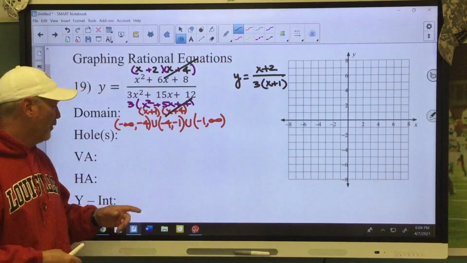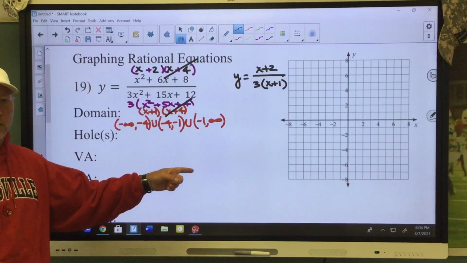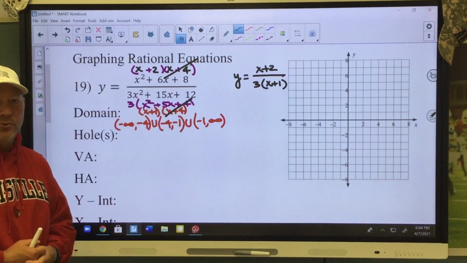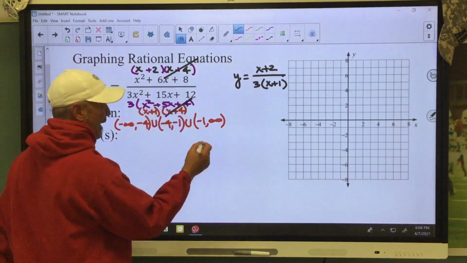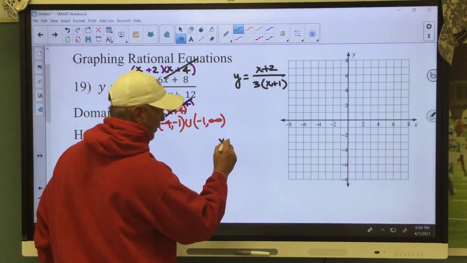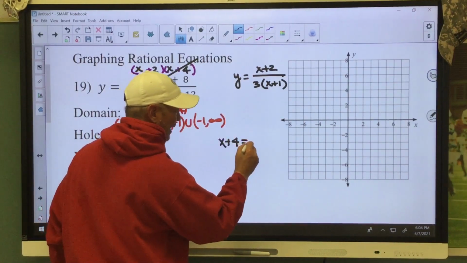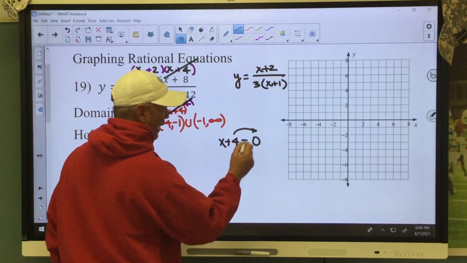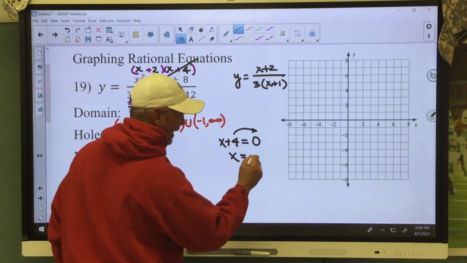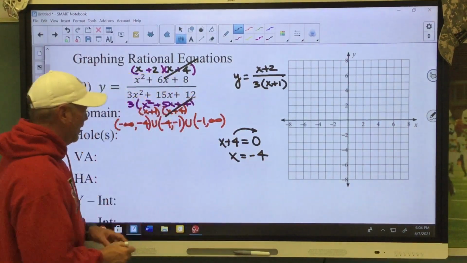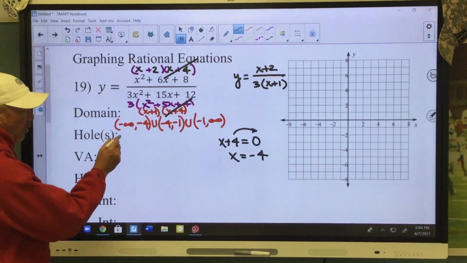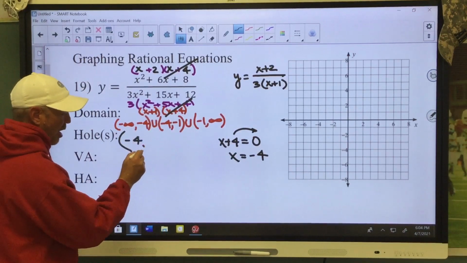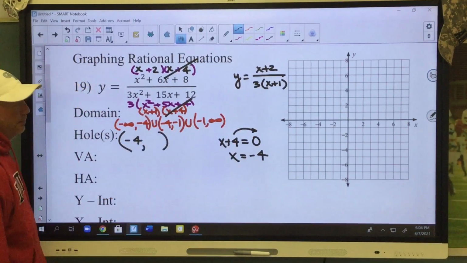Now the rule is to determine where the location of the hole goes, you take the part that canceled and you set it equal to 0. So we're going to take the x plus 4 and we're going to set it equal to 0. We're going to move the 4 and we get x equals negative 4. There is half of the location of the hole. Our hole will be at negative 4, comma, something.